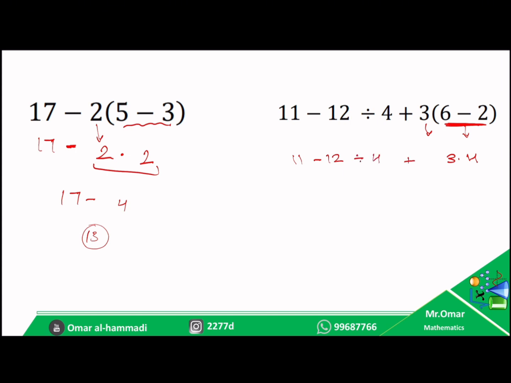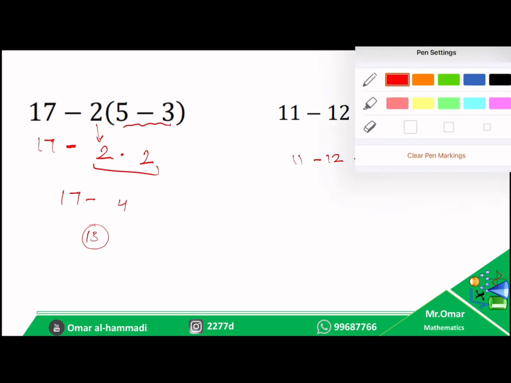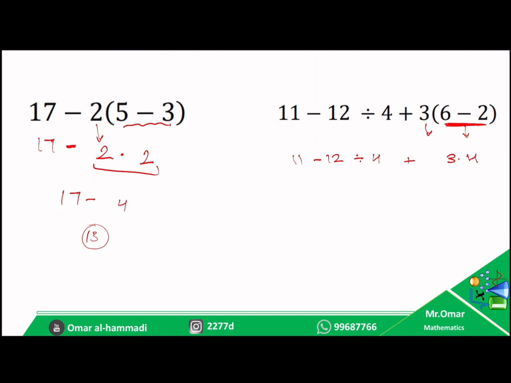So now we will see which one we will start with. Now we have here the division, and also we have a multiplication. We will start from the left. 12 divided by 4 will give us what? 3. And this 11 goes down, plus 3 multiplied by 4 is 12.